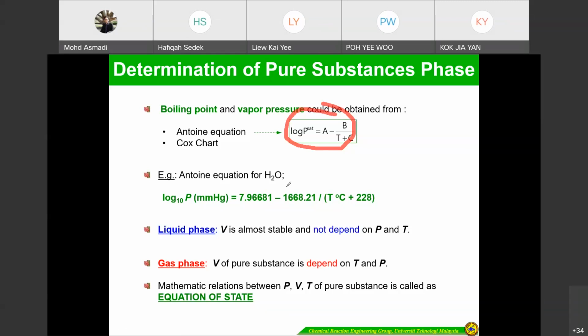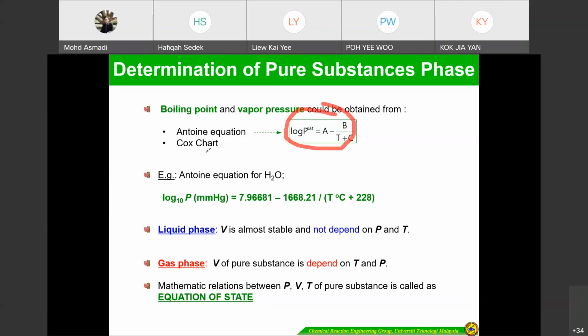Actually, we have another equation similar to the Antoine equation that we can use for a broad range of temperature. Okay, what do we call it? It starts with W. Wagner, I think. So the Wagner equation.